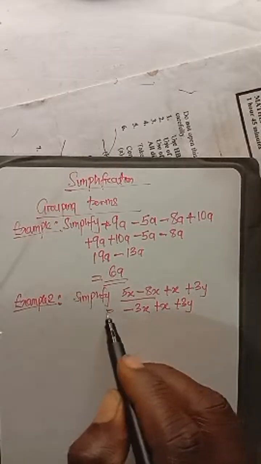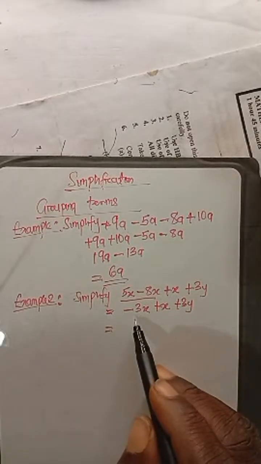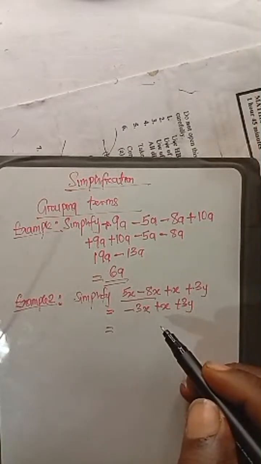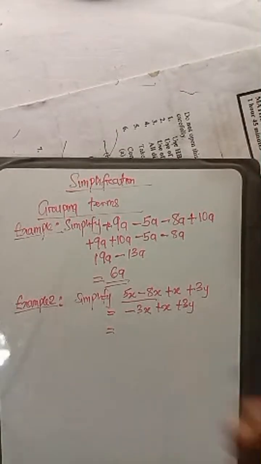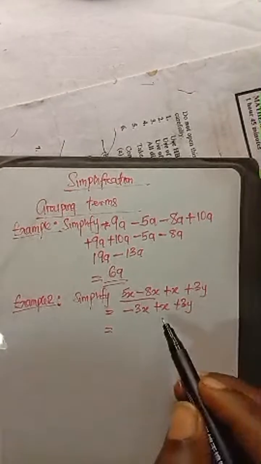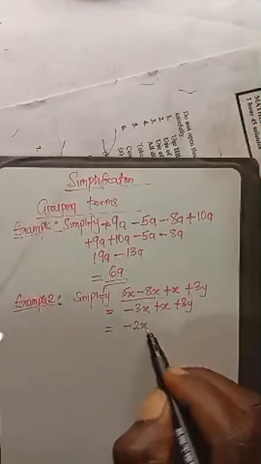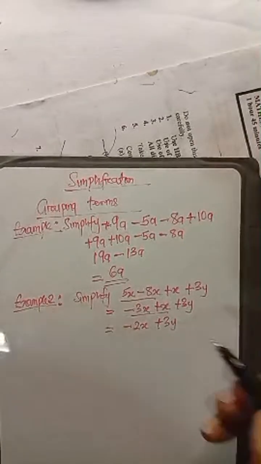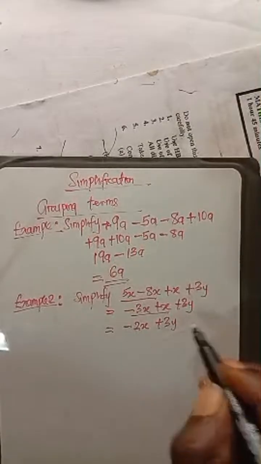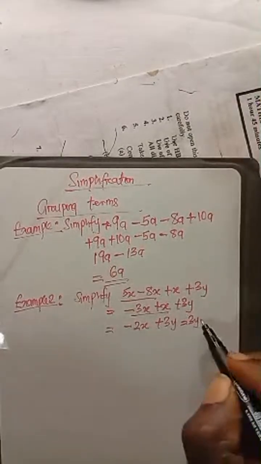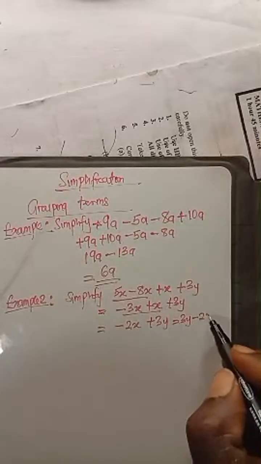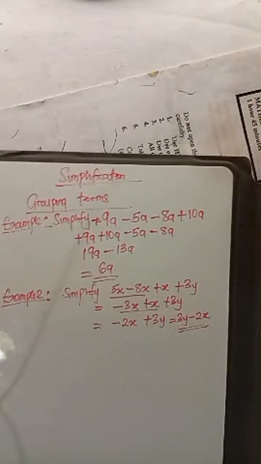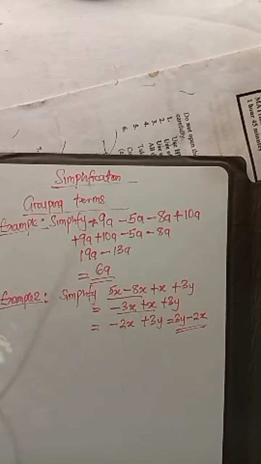So this will also be equal to minus 3x plus x, which is minus 2x. This will give you minus 2x plus 3y. So you can decide to write it as 3y minus 2x. So this is the answer for example 2 under simplification.